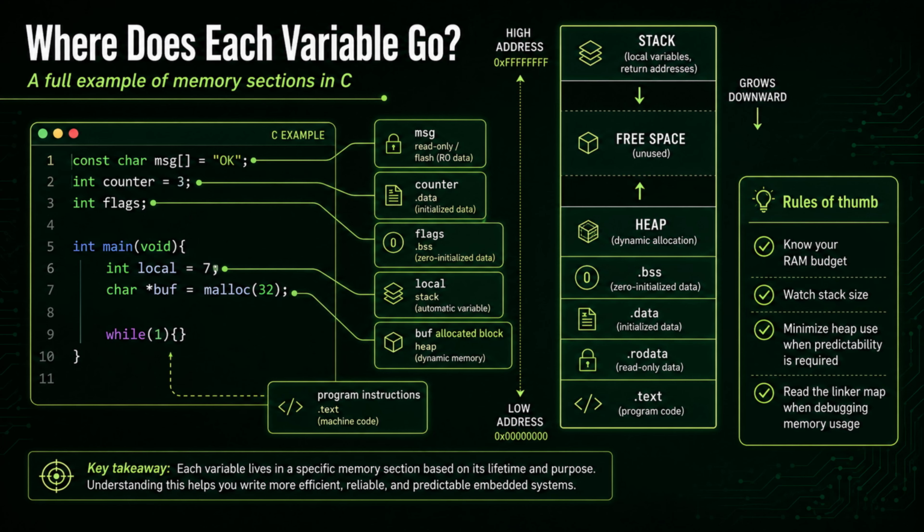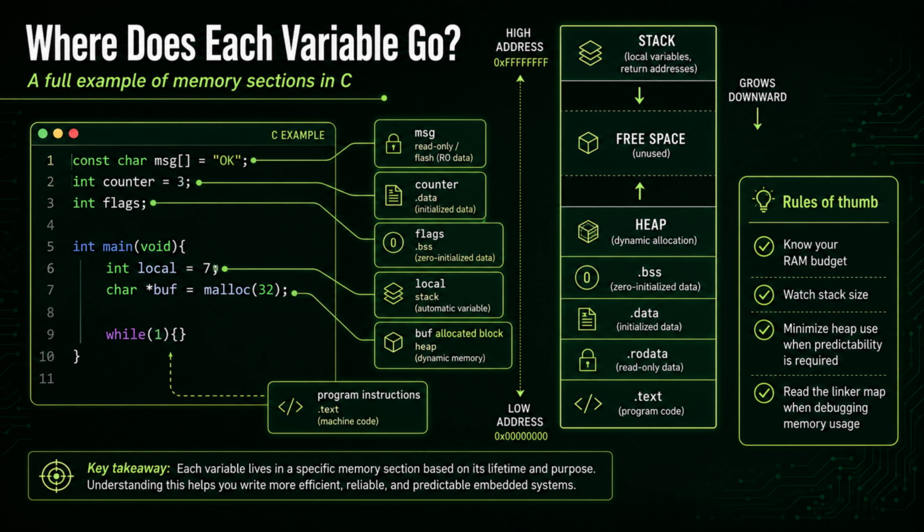The initialized global variable, like int counter = 3, goes into .data. Its initial value is stored in flash, and during startup, it is copied into RAM. The uninitialized global variable, like int flag, goes into .bss. It is placed in RAM and cleared to 0 before main begins. The local variable inside main, such as int local = 7, usually goes on the stack. It exists while the function is active. The buffer created by malloc belongs to the heap. The pointer variable itself may be local, but the allocated memory block is on the heap.